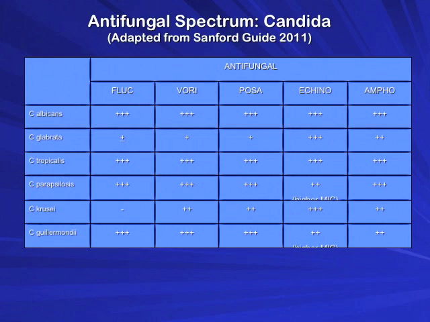Candida krusei is intrinsically resistant to fluconazole, but voriconazole and posaconazole will usually maintain activity against Candida krusei. Echinocandins are considered the treatment of choice, as well as amphotericin. And if you're going to have a breakthrough on the echinocandins, it's usually going to be with Candida parapsilosis or Candida guilliermondii, which tend to have a little higher MICs to our echinocandins.